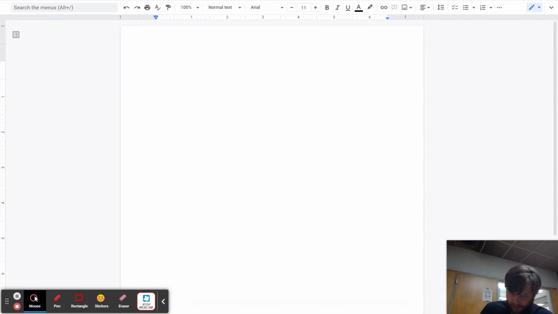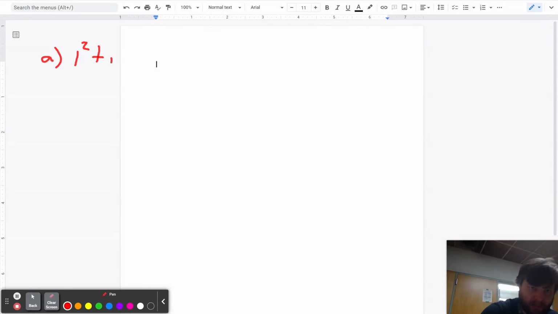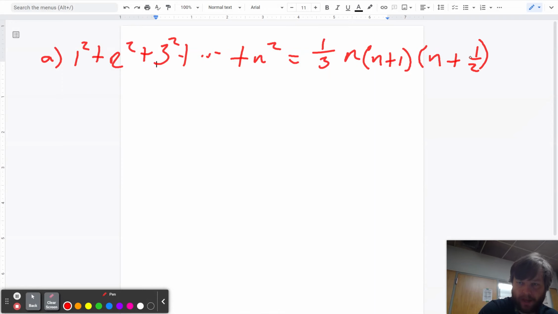So I'm looking at example number two on page 50. I'll do just the first couple examples. I don't want this video to get too long, and sometimes it takes a while. Okay, so here is 2a. We've got 1 squared plus 2 squared plus 3 squared all the way up to n squared, and apparently this equals 1/3 times n times n plus 1 times n plus 1/2.